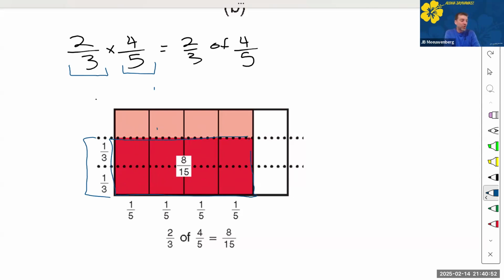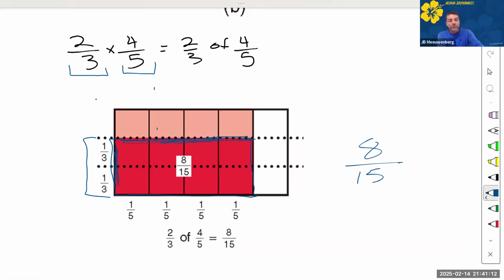Where do those 2 overlap? Well, how many pieces do we have now? It's 5 by 3, so it's got 15 total pieces. But we have 2 times 4 that are shaded that dark red on the inside. So that gives us 8/15.